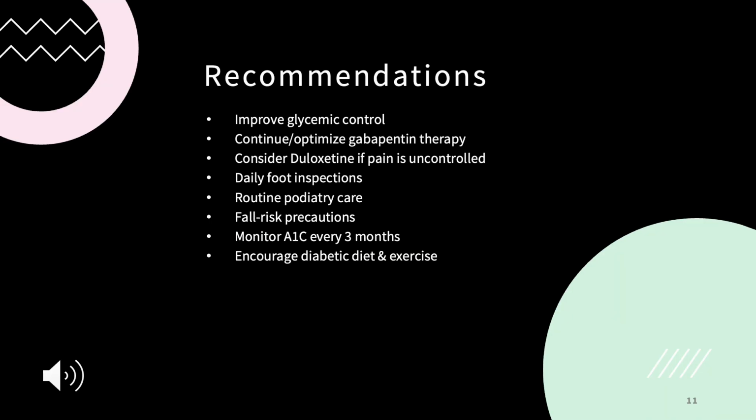Key recommendations for this patient focus on slowing disease progression and preventing complications. Improved glycemic control is essential and should remain a primary goal. Gabapentin therapy should be continued and optimized, while duloxetine could be considered if pain becomes uncontrolled. Daily foot inspections are extremely important because decreased sensation may prevent the patient from noticing injuries.